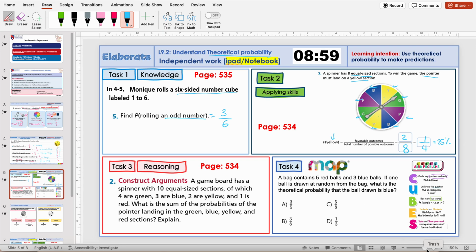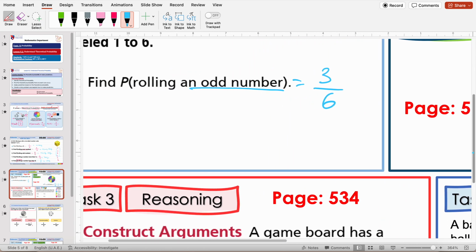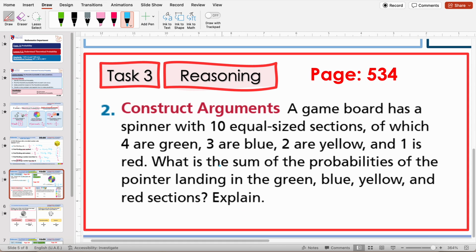Here, a game board, let's do this question. A game board has a spinner with 10 equal size sections, okay? 4 are green, 3 are blue, 2 are yellow, and 1 is red. What is the sum of the probability of the pointer landing in green, blue, yellow, and red? So basically in all sections.